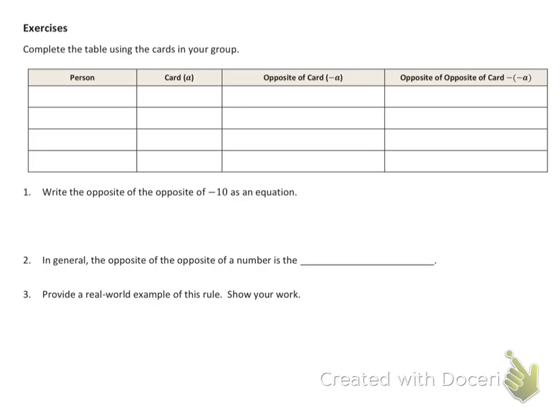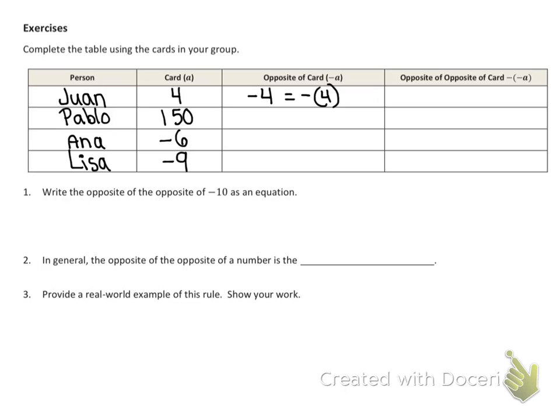Okay, so here, where it says person, I'm going to go ahead and add some names for you and the cards. I'm only going to do the first one for you because I want you to try the rest on your own. So the first card is number 4. So I want to write the opposite of 4, which is -4. And another way to write -4 is with parentheses. It means the exact same thing.